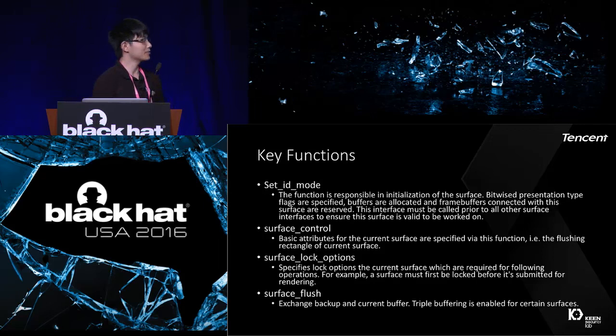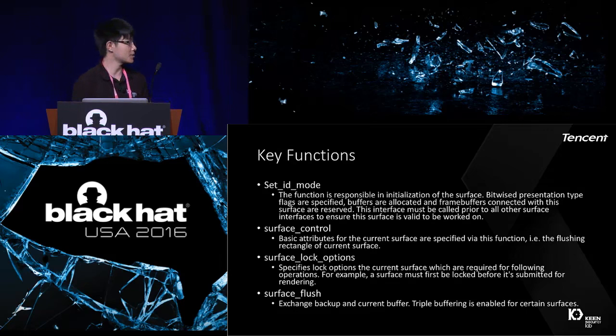Another important function is the surface control function. It gets the input from user space, and the user space can specify basic attributes for the current surface. The most important, the most basic and fundamental one, is the rectangle of the current surface: how big and how large a surface you want to draw, and the coordinates of the surface on the physical display screen.